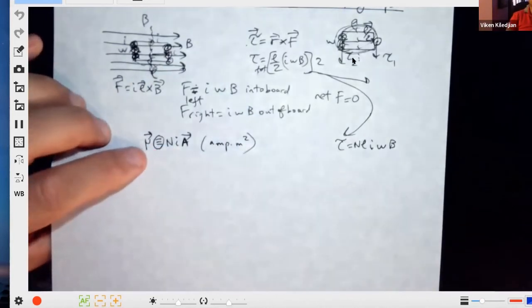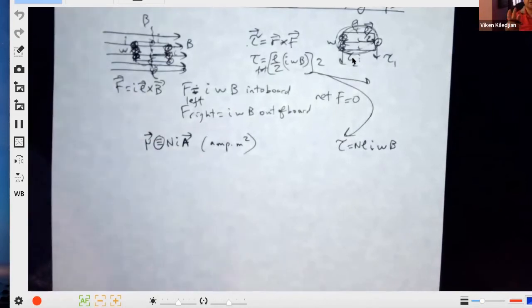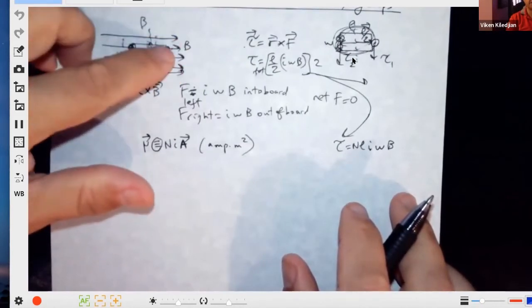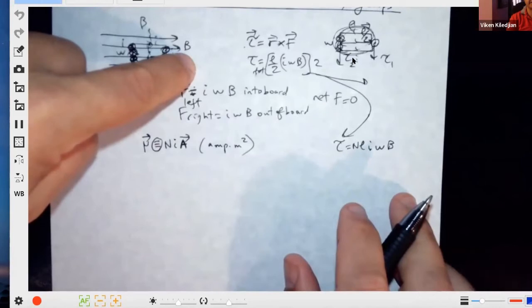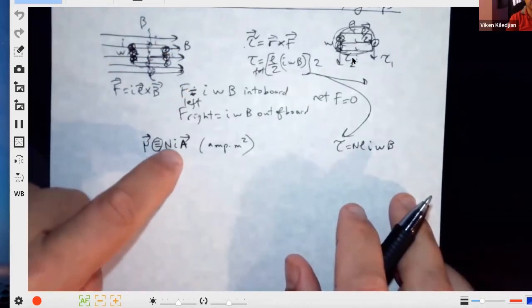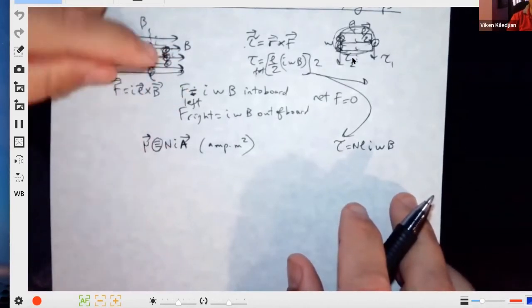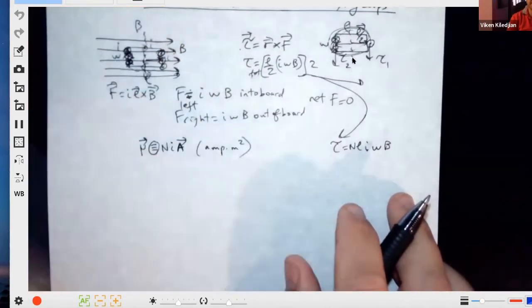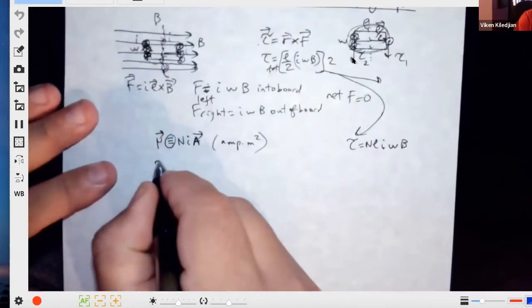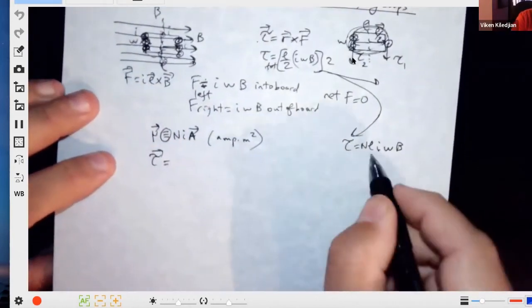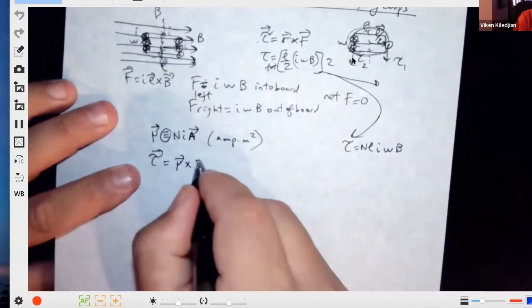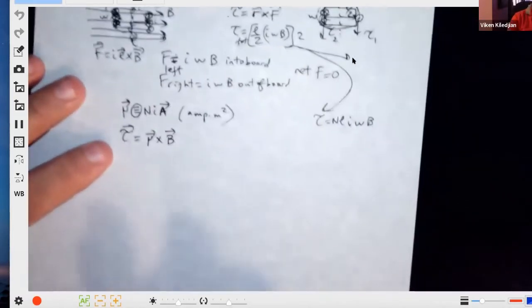So magnetic moment is a description of how this coil of wire reacts to an external magnetic field. The stronger the magnetic moment is, the quicker it reacts and the faster it spins, you see. In other words, the torque on it is greater. And then the equation for the torque is going to be what? The cross product of the magnetic moment into the magnetic field.